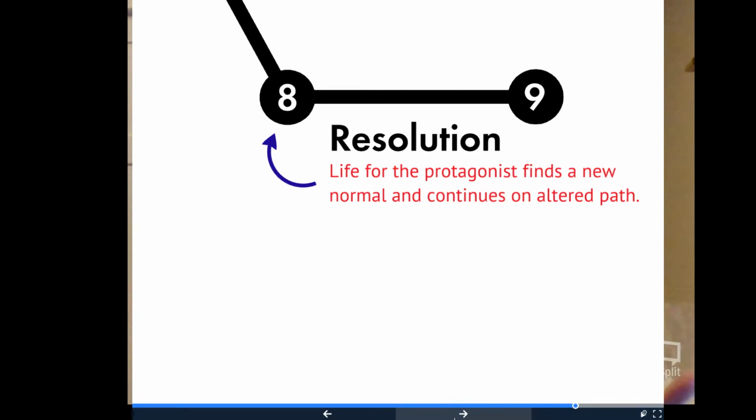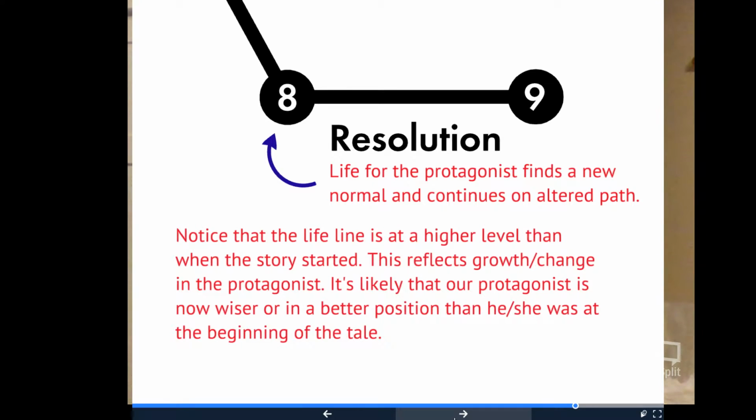So we have this resolution. Everything is tied up. Notice that this lifeline is at a higher level than when the story started. This reflects growth or change in the protagonist. It is likely that our protagonist is now wiser or in a better position than he or she was at the beginning of this tale. Like I said, this protagonist can't be the same, right?